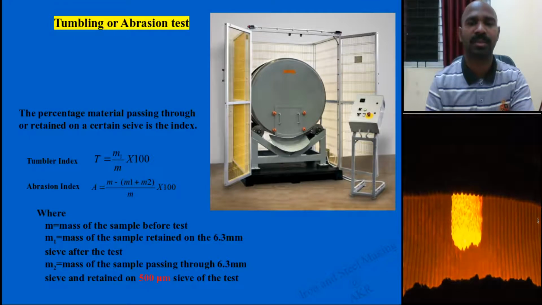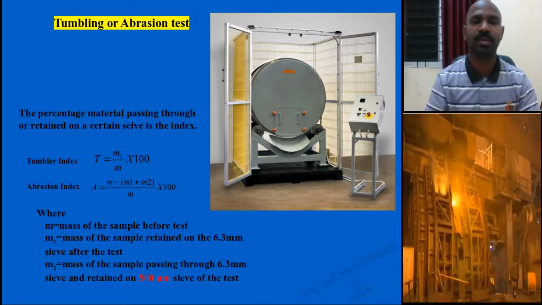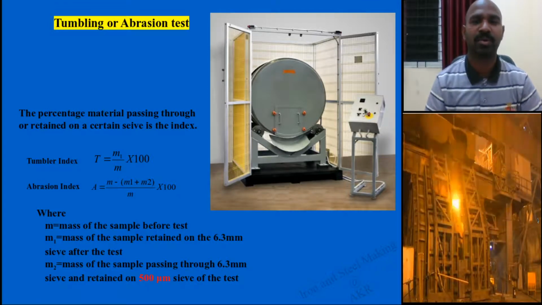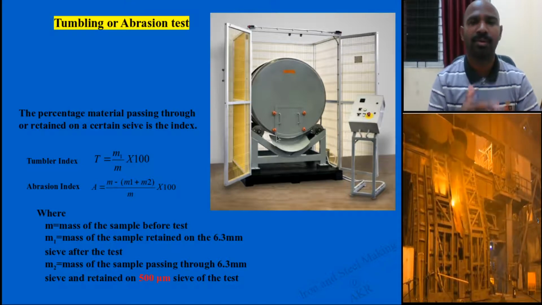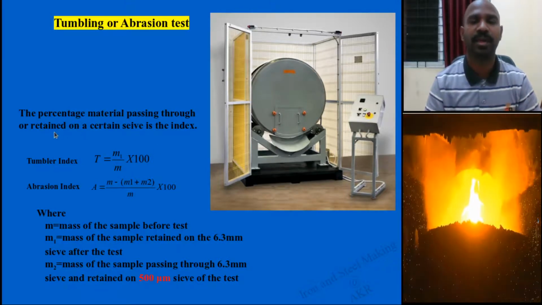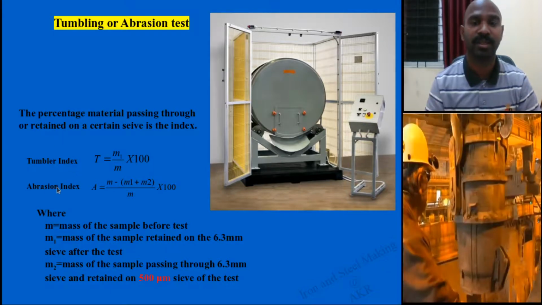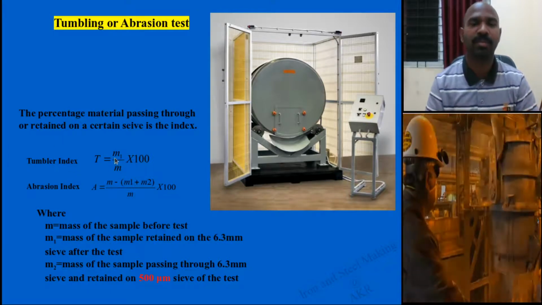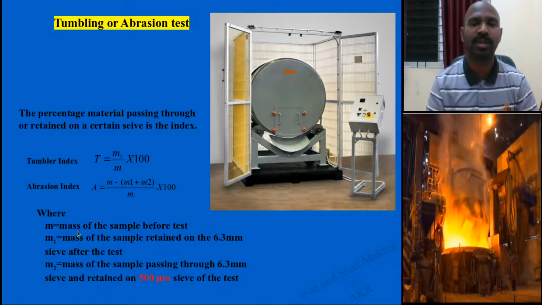How is this test done? This is a drum. You operate it using the controllers and rotate it for the set number of revolutions. How do you calculate this tumbler index, the abrasion index? These particular terms correspond.